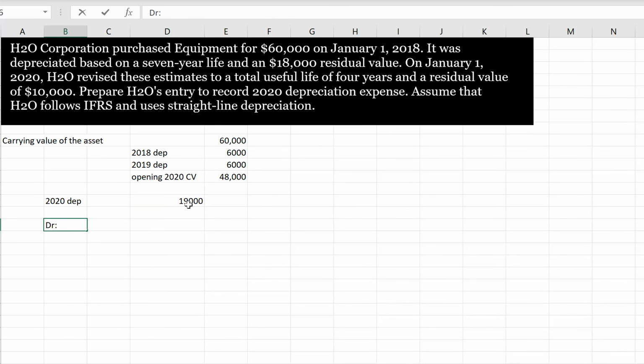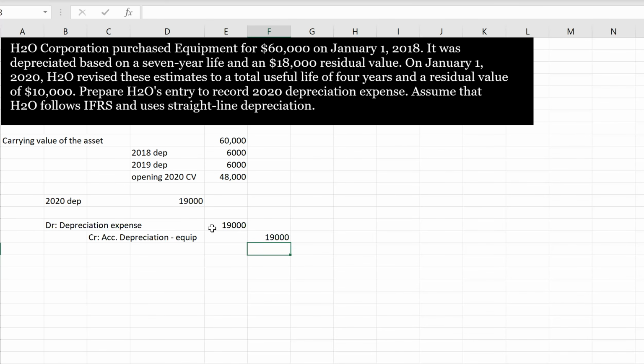So we're going to have debit depreciation expense for $19,000, and credit accumulated depreciation for another $19,000. And there you go. That's how you account for a change in accounting estimate prospectively.